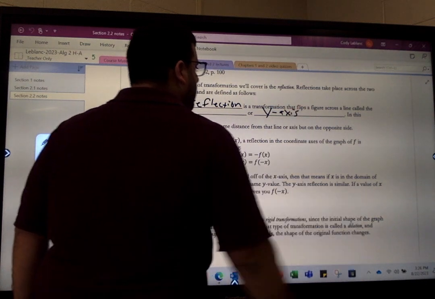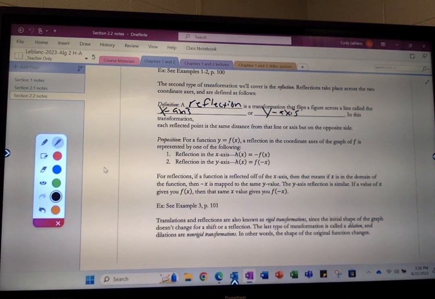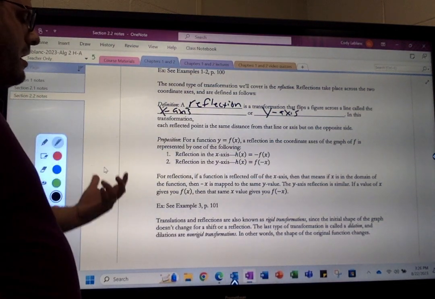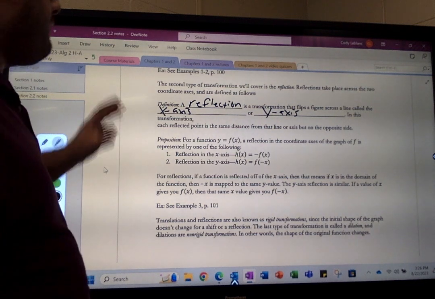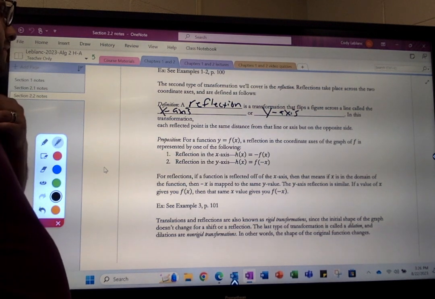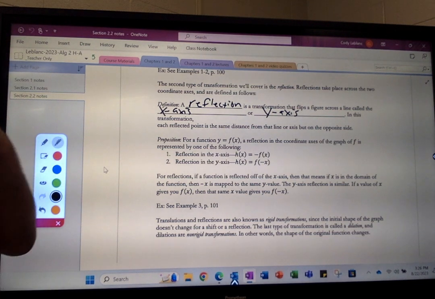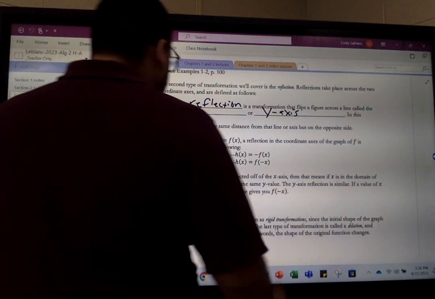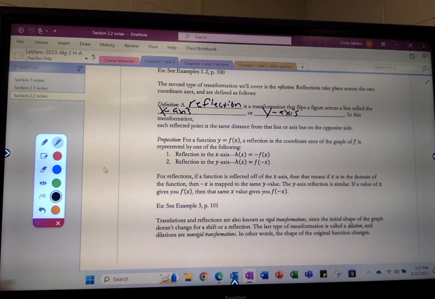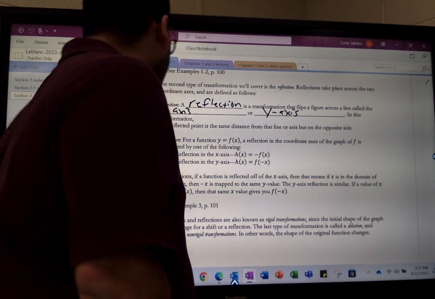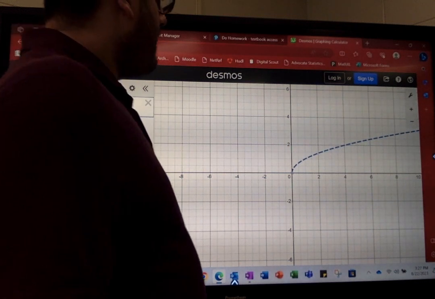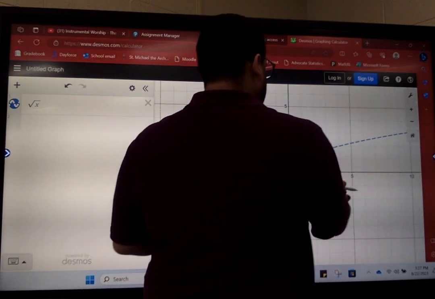Now again, we can technically reflect over any horizontal and or vertical line, but generally we're going to focus on the x and y axis. Okay. So to do reflections, instead of adding or subtracting, we're just going to be adding a negative sign. If I'm reflecting something across the x-axis, let's go to our coordinate plane here. We're going to use the square root of x again for this example.